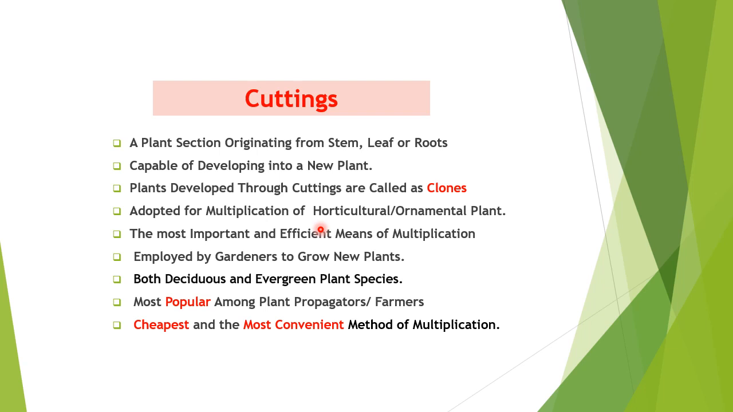It is adapted for multiplication of horticultural and ornamental plants, the most efficient means of multiplication. It is employed by gardeners to grow new plants, both deciduous and evergreen plant species. It is most popular among plant propagators and farmers, and is considered the cheapest and most convenient method of multiplication. So the cuttings can involve the stem, leaf, and roots, and the new plant which is formed through it is named a clone.